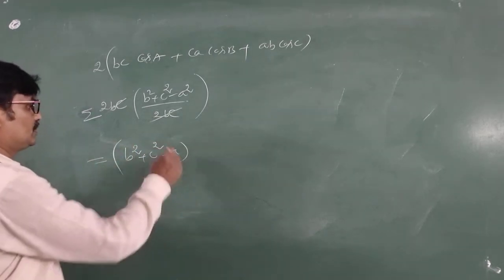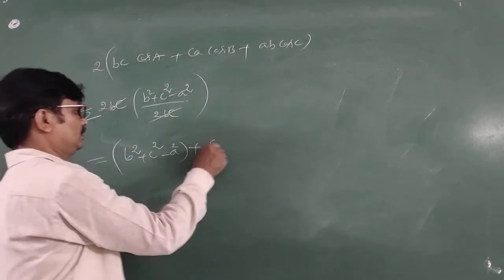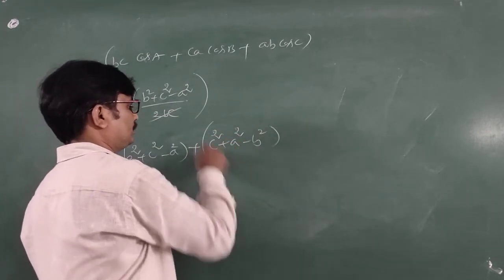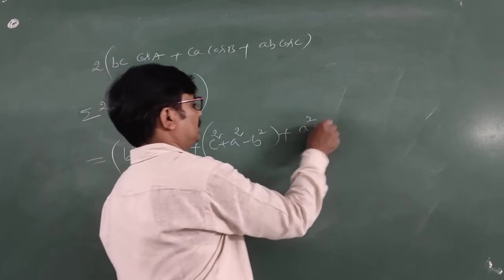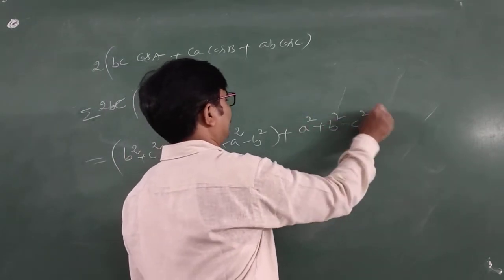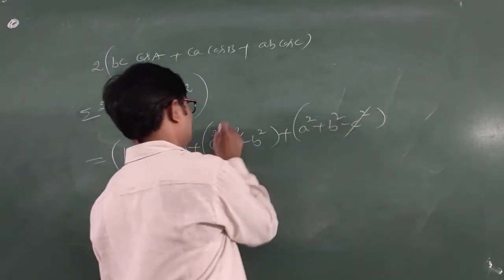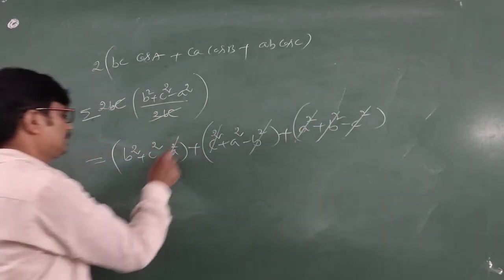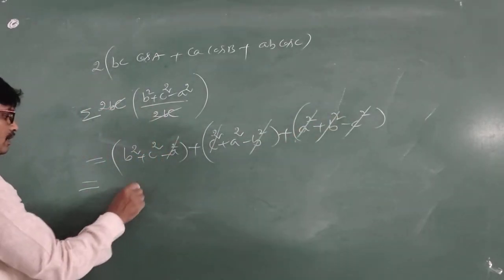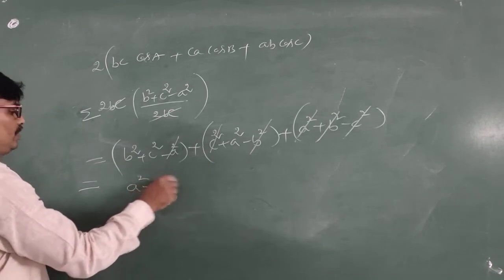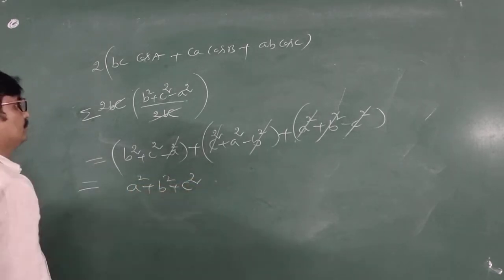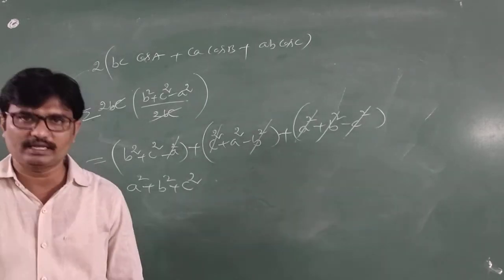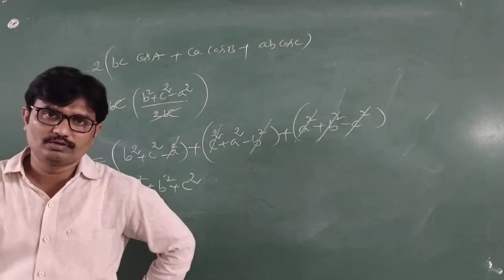Now we can remove the sigma. After that c square plus a square minus b square. After that a square plus b square minus c square. Minus c square plus c square, minus b square plus b square, plus a square minus a square cancel. There remains a square plus b square plus c square. The value of this one is a square plus b square plus c square. Okay students?